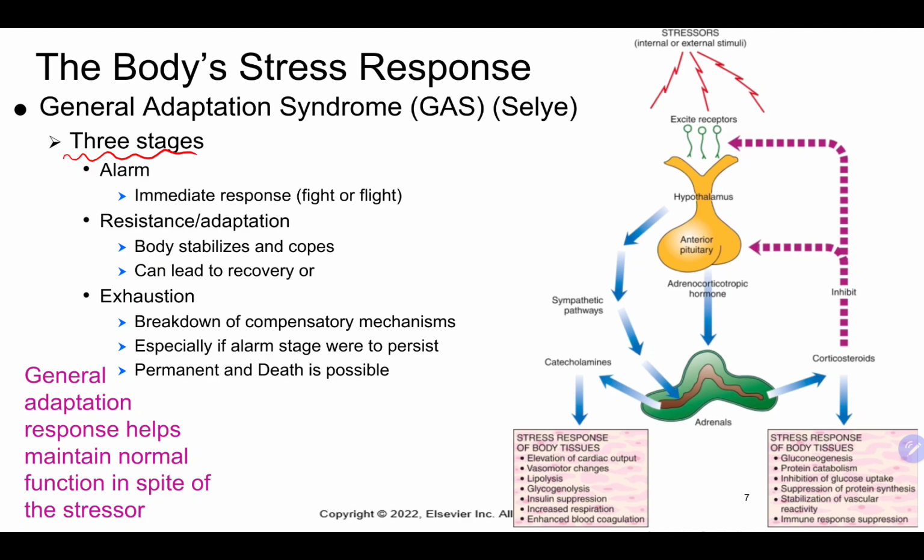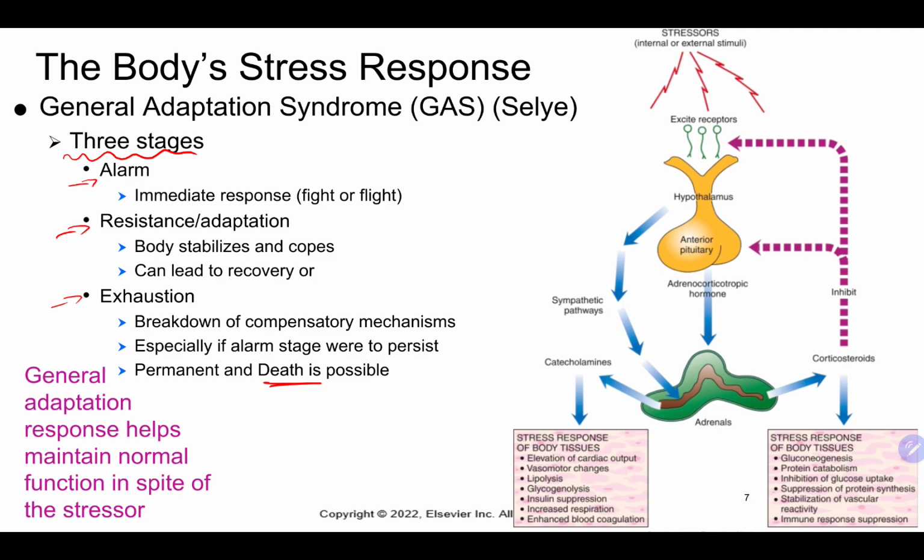Now, if you're not able to recover, and that stress is persistent, this is where we have exhaustion: the breakdown of your compensatory mechanisms. That could lead to permanent failure of systems, and even death is possible. But we have to understand that the general adaptation response really helps us to maintain normal function in spite of the stressor. So remember all of these stages.